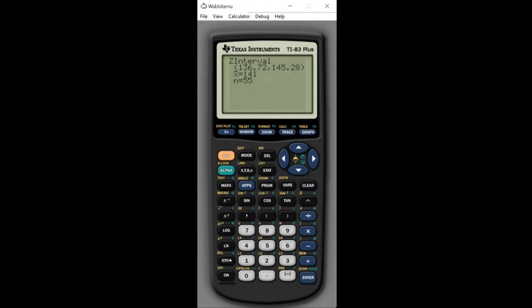So we have 136.72 to 145.28. I'm just going to write those numbers in, and I'll come back and we'll do the second part. 136.72 and 145.28.